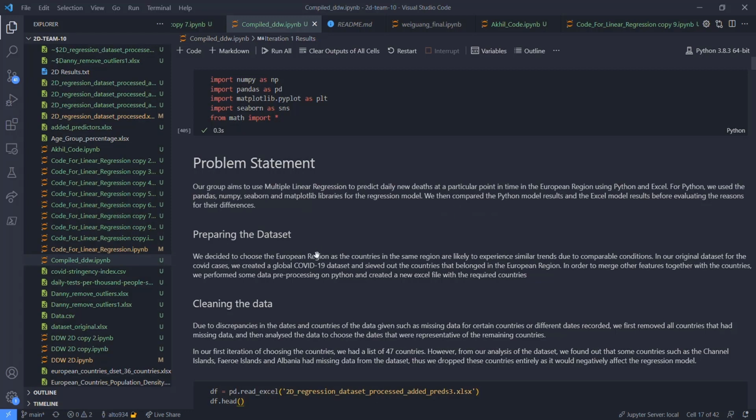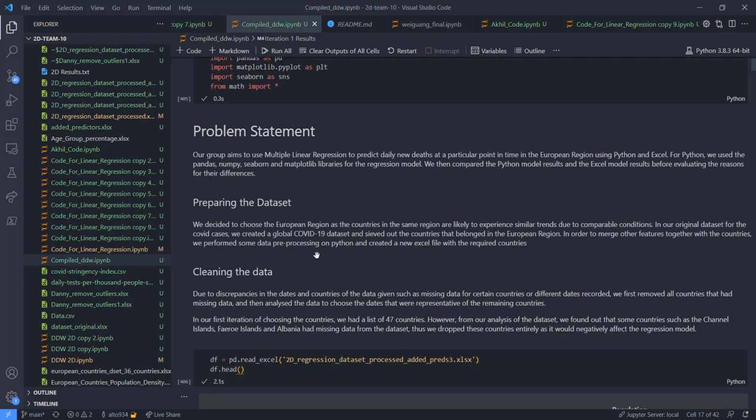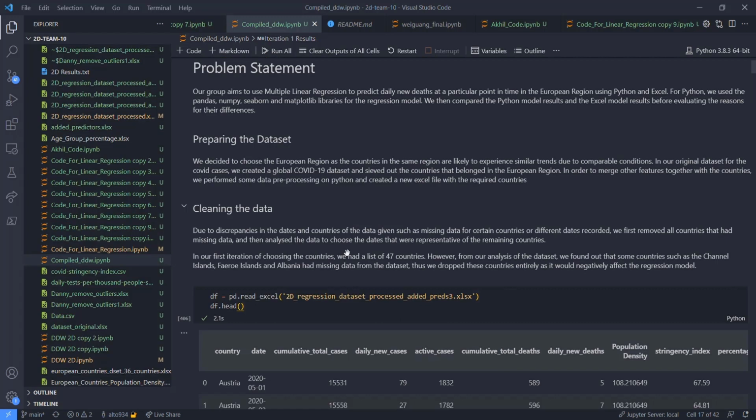For preparing the dataset, we decided to use the European region as the countries in the same region are likely to experience similar trends due to comparable conditions. Cleaning up of data: due to discrepancies in the dates and countries of data given, such as missing data for certain countries or different dates recorded, we first removed all the countries that had missing data and then analyzed the data to choose the dates that were representative of the remaining countries. After our first iteration, we dropped countries entirely which did not have values for certain date ranges.